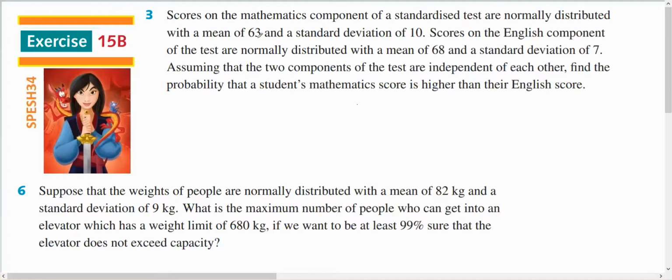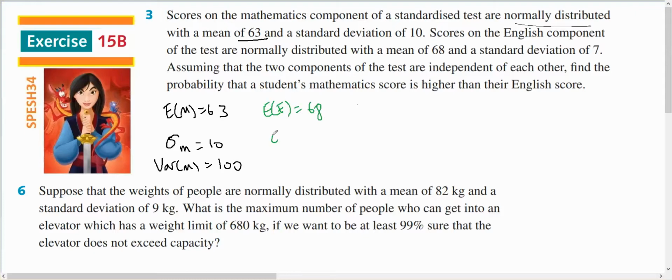So number 3, scores on a mathematics component of a standardized test are normally distributed. So I know they're normally distributed with a mean of 63. So this is for the maths. The expected value of maths is 63 and the standard deviation of maths is 10, which means the variance of maths is going to be 100. And the scores on English is also normally distributed, and the expected value of English is going to be 68 and the standard deviation of English is 7. Therefore, the variance of English will be 49.